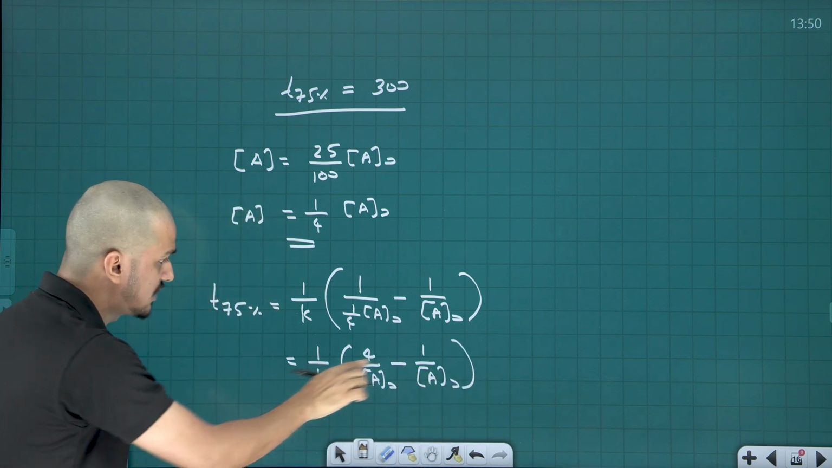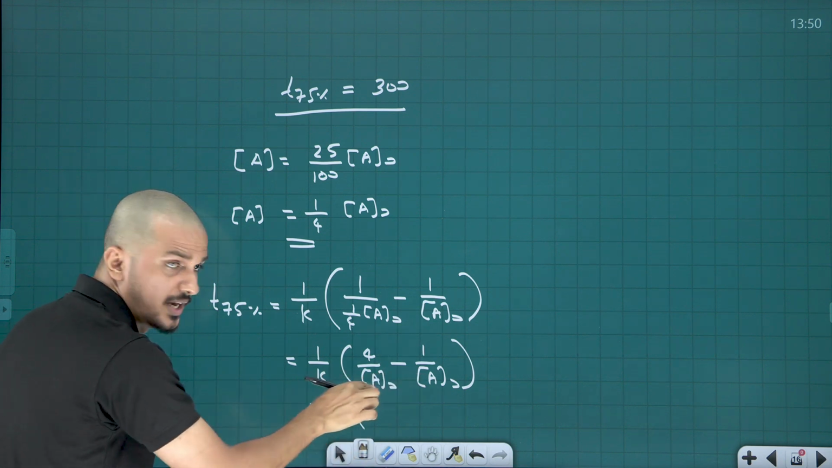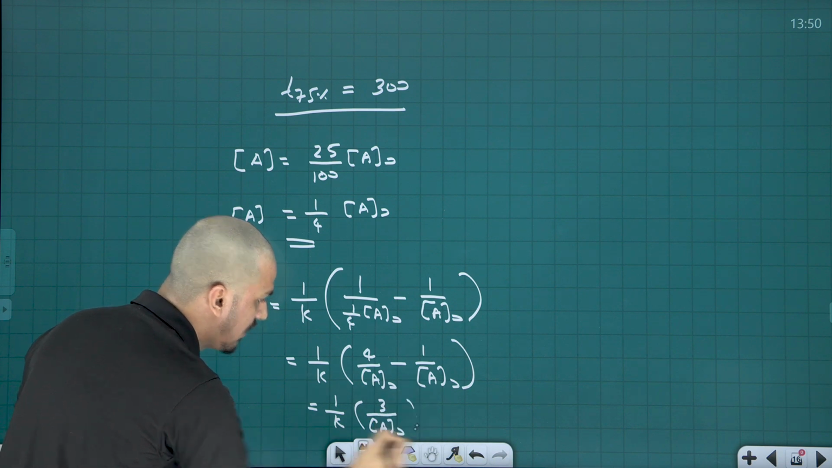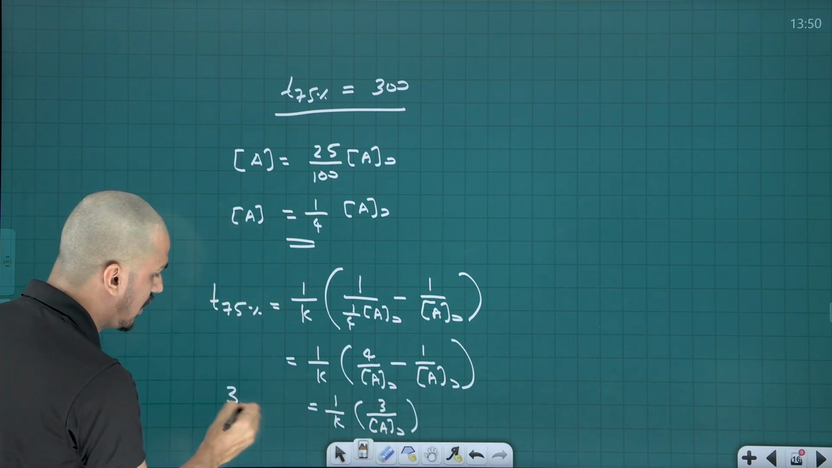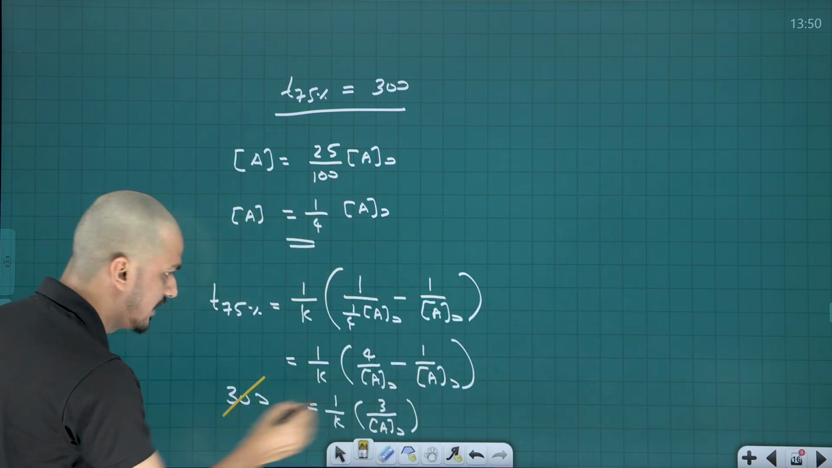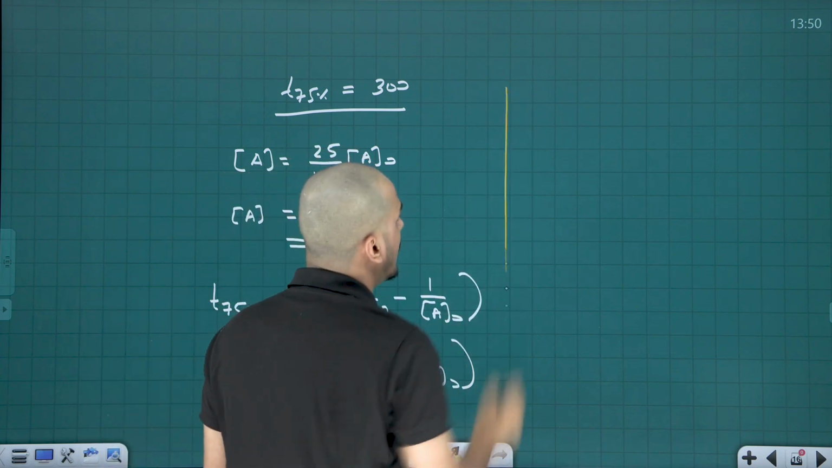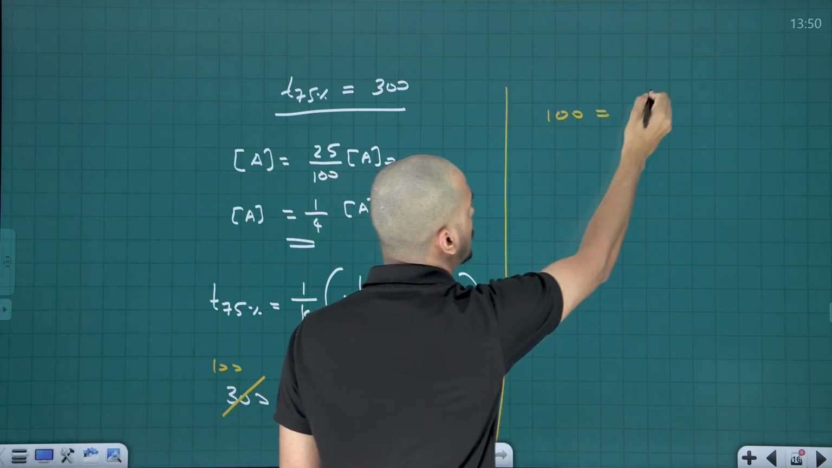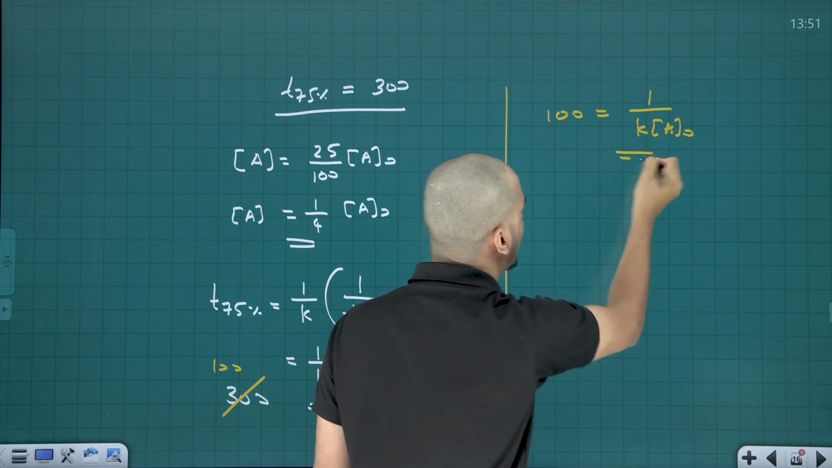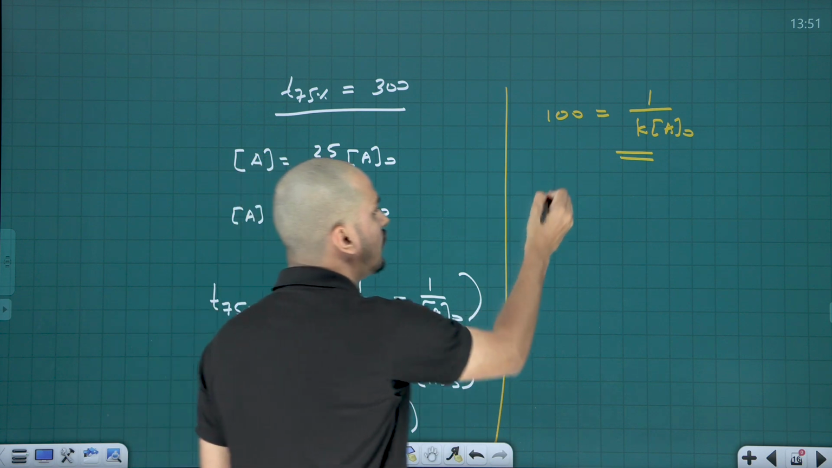That is equal to 1 by K into, the denominators are the same, 4 minus 1 means 3 by A0. The value T 75% they gave is 300. This 3 I can cancel with 300, and it will be 100. So from that I got the idea: 100 equals 1 by K A0. I am keeping that as such. Now they are asking us to find T 25%.